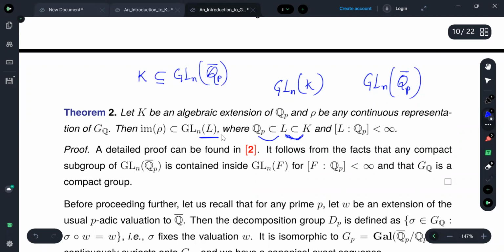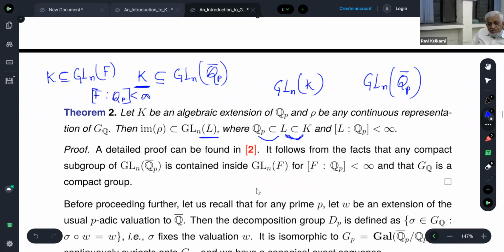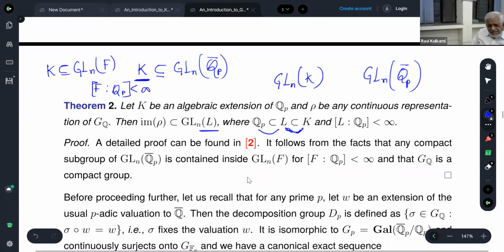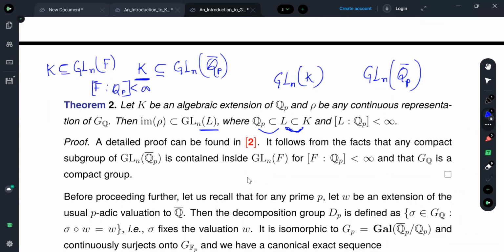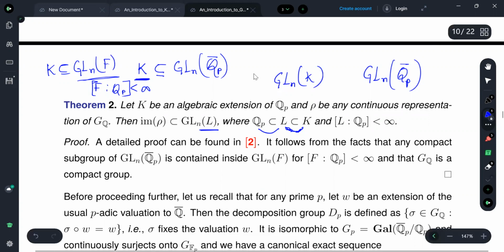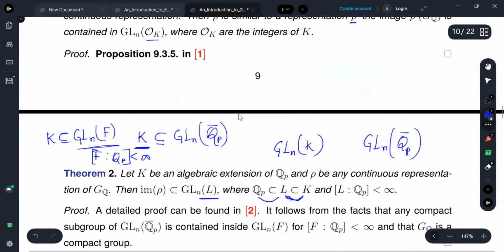then that compact subgroup will be contained inside some GLN of F, where F is a finite extension of Qp. No, GLN of F is just the field. F is just a finite extension of Qp. But by the previous lemma, it will have image in the ring of integers.